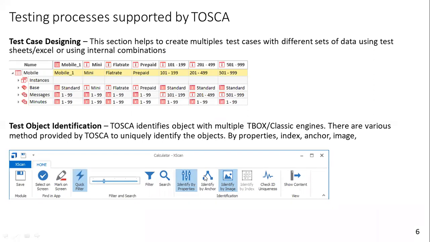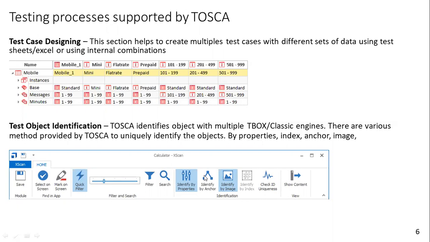You mean to say that once we design the test case, we can opt for any of these identifications, like properties or anchor, and assign it to that particular test case, right?